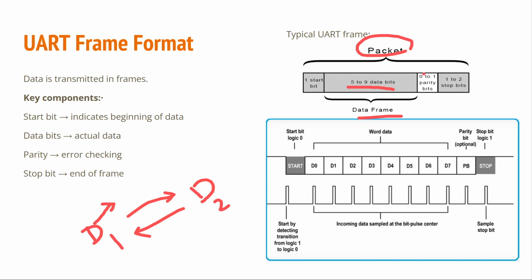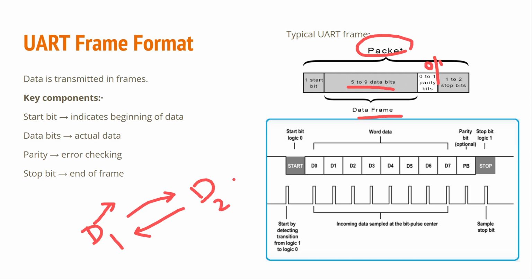After that I'm using a parity bit. Whether it is even parity or odd parity, I have to mention it, because if one of my bits is corrupted, that will be known by using this parity bit. At the end I have a stop bit. Now the start bit is okay, the stop bit is okay, and the data frame is okay.